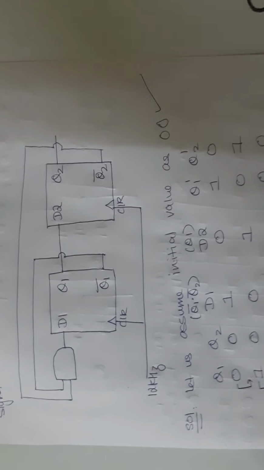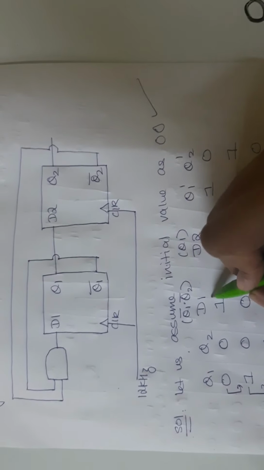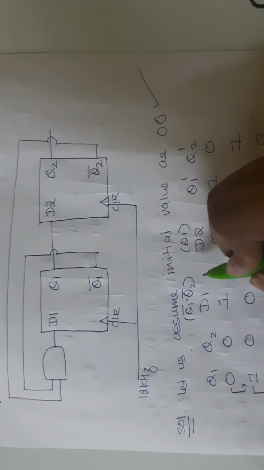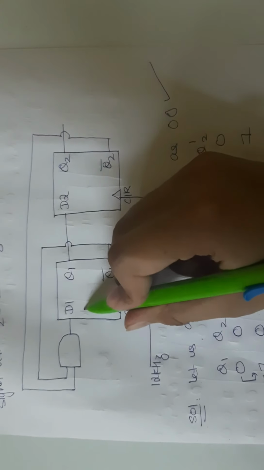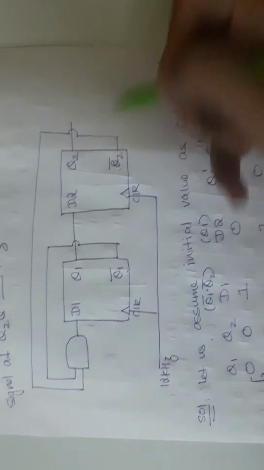Now let us write the values according to the circuit. So I'll take it as Q1, Q2, Q1, Q2, D1, D2. Now from the circuit we see that D1 is nothing but the AND operation of Q1 bar and Q2 bar.